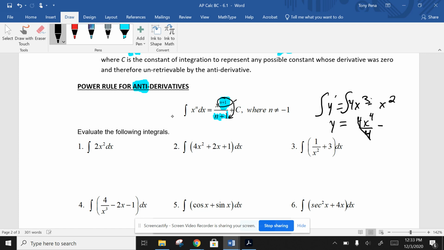If I do that with the next one, I'm going to take the x squared, I'm going to add 1 to that power. Whatever this new power is, I then divide by that power. Isn't that the same exact thing we got up in number 7? Yeah, but now we can just kind of do it a lot quicker. It's a little more formalized. And then we now know we also have to put a plus C.